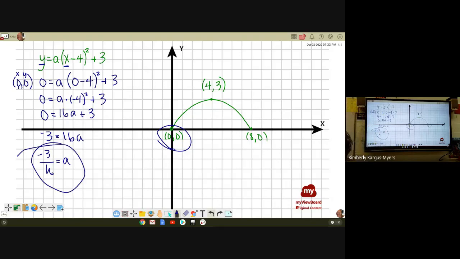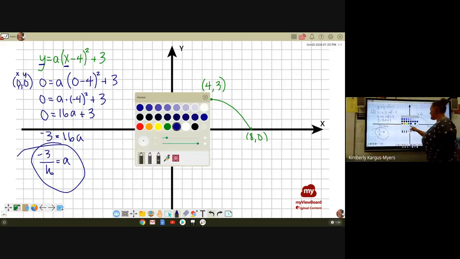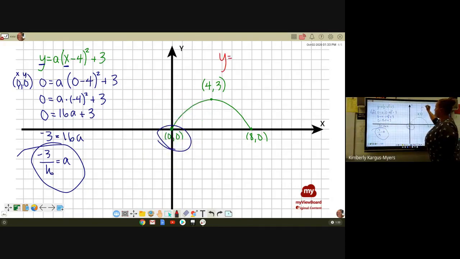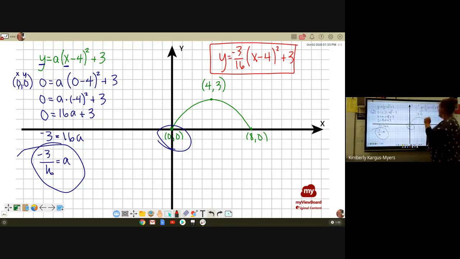There's your a, right? It's negative, so it opens upside down. It's less than 1, so yeah, it's going to be wider. So the final answer: y equals negative 3/16 times (x minus 4) squared plus 3. Okay, that is our equation.